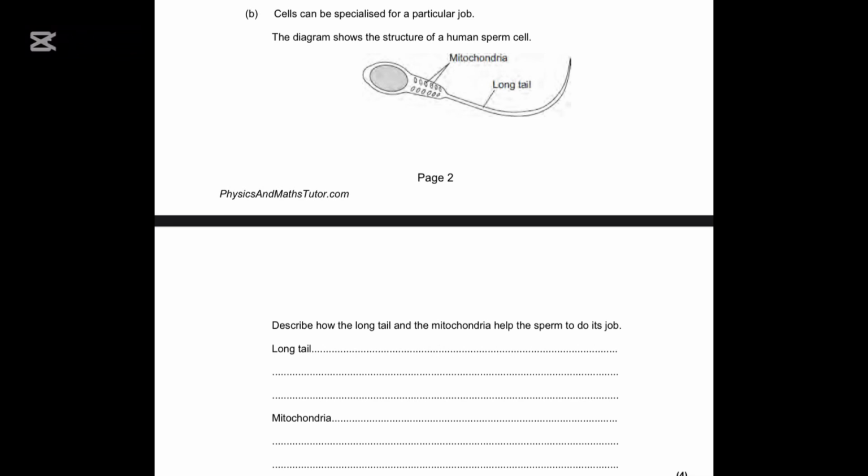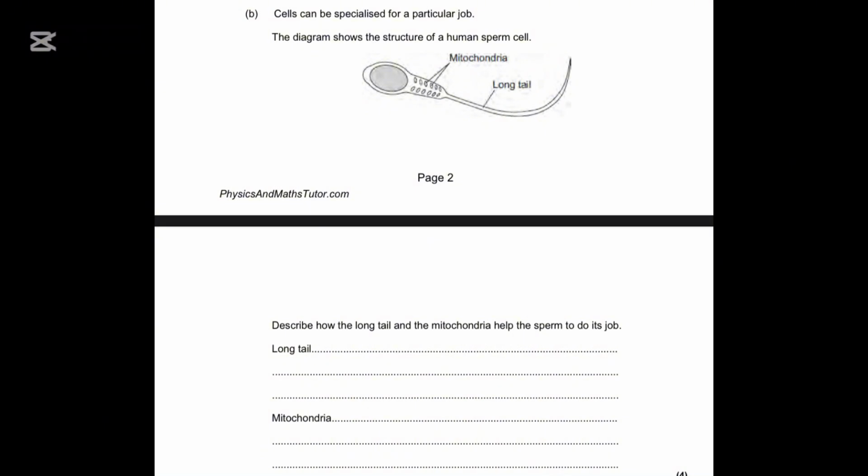The first question goes like this. Cells can be specialized for a particular job. The diagram shows the structure of a human sperm cell. It has been revealed as a sperm cell, so I think this is way too easy. Describe how the long tail and the mitochondria help the sperm cell to do its job.